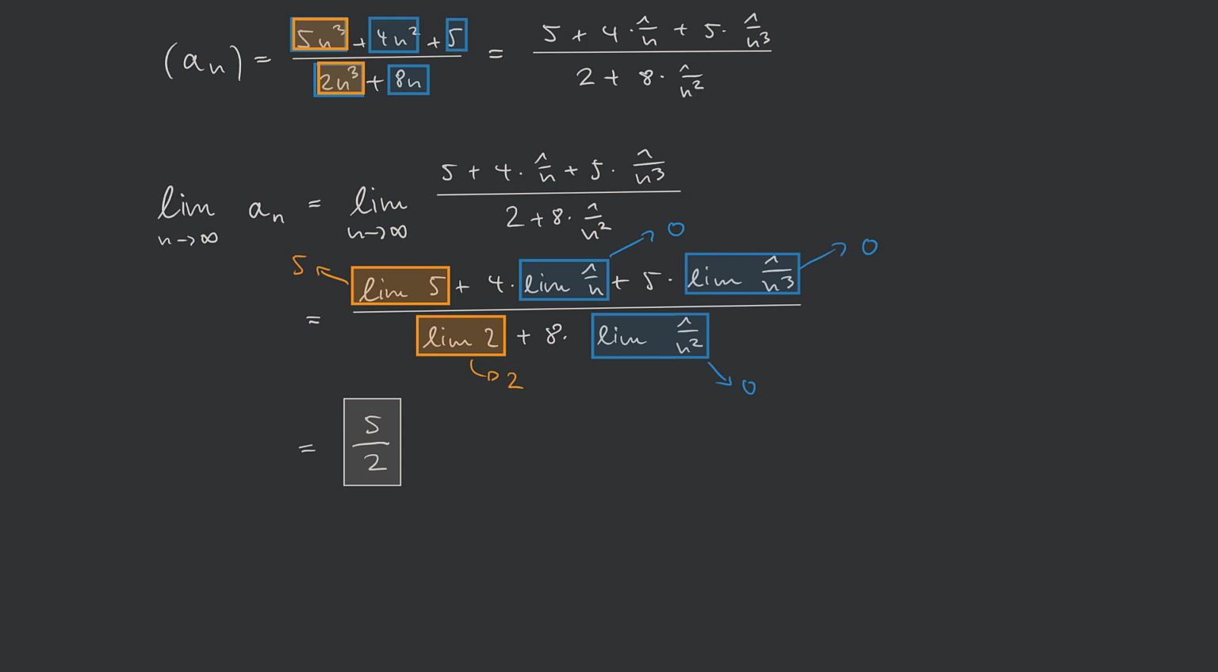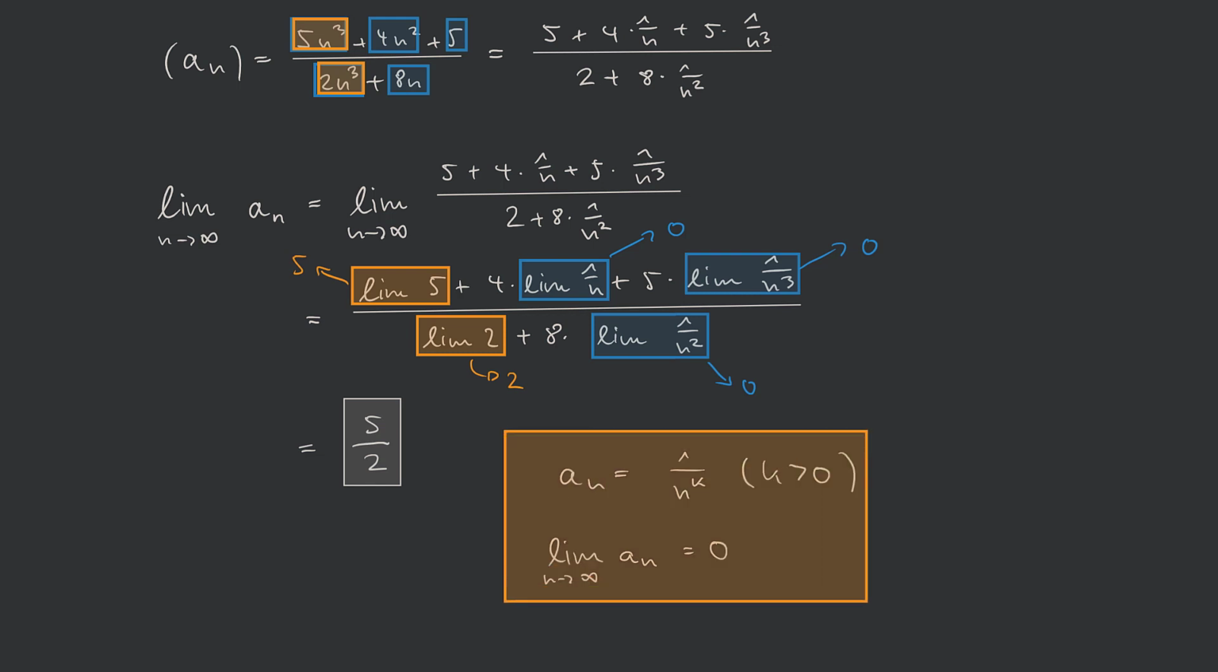So let us note that general rule: if we have a_n equals 1 over n to the power of k with k greater than 0, then we have that a_n is a 0 sequence. That means the limit n to infinity of a_n equals 0. That is a general rule which we used here in this example and in the example before.